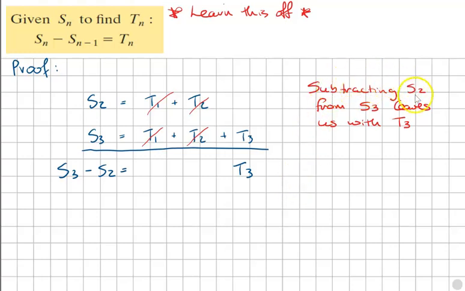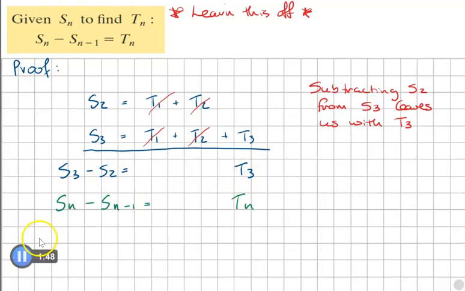Subtracting S2 from S3 leaves us with term 3. So S3 minus S2 will leave us with term 3. And we can see that because the term 1s will cancel, the term 2s will cancel, and we're just left with the single term 3, or T3. So S3 minus S2 is equal to term 3.